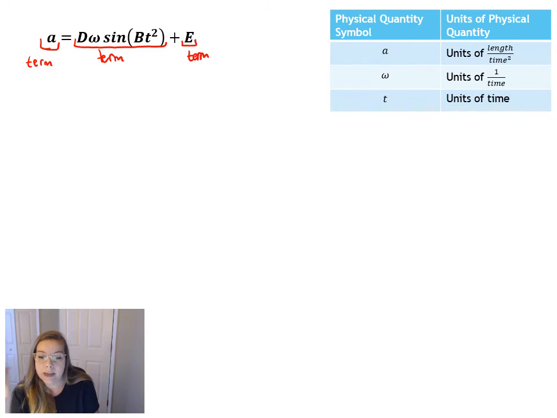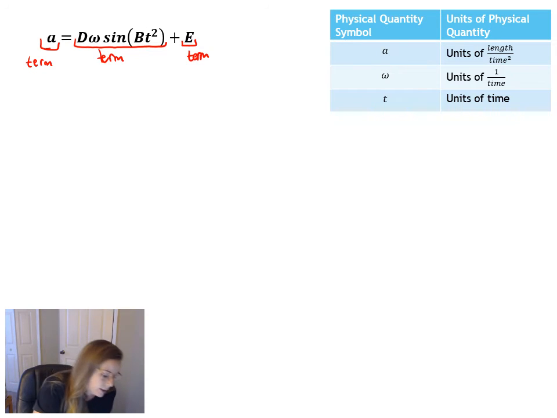So we're going to use that, and we're just going to focus on any terms that we know the units of. We don't necessarily need to use all of them. So we were not given the units of E, so we probably don't want to use that right now because we don't even know what those units are. At least we weren't given them. We could figure them out. Let's focus on that term A, and then the term that is D omega times the sine of BT squared.